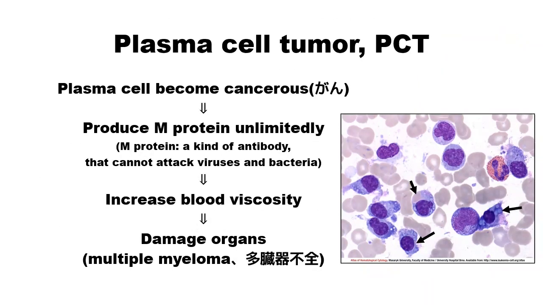Finally, we discuss plasma cell tumors, PCT for short. Cancerous plasma cells produce an unlimited number of antibodies called M proteins, which are unable to attack bacteria and viruses. These M proteins eventually accumulate in the bone marrow and can increase blood viscosity and damage multiple organs, including the kidneys. This is called multiple myeloma.